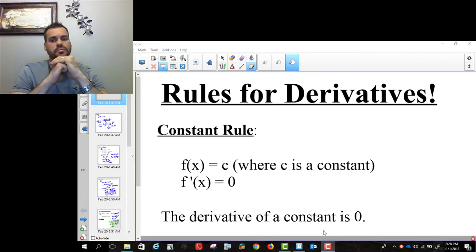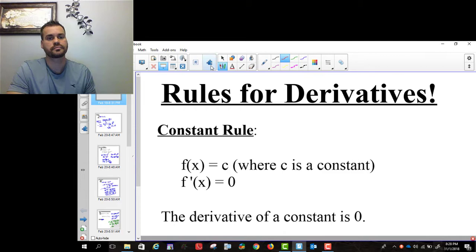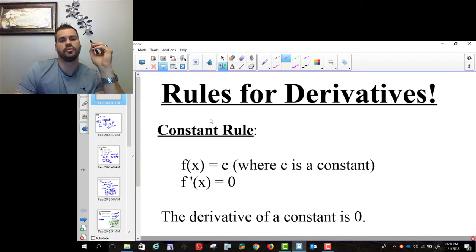So we're going to try to talk about some rules for derivatives tonight. There's something funky going on with my computer, so some of what I'm writing is not showing up, and I don't know why, but hopefully we can get through this as it is.